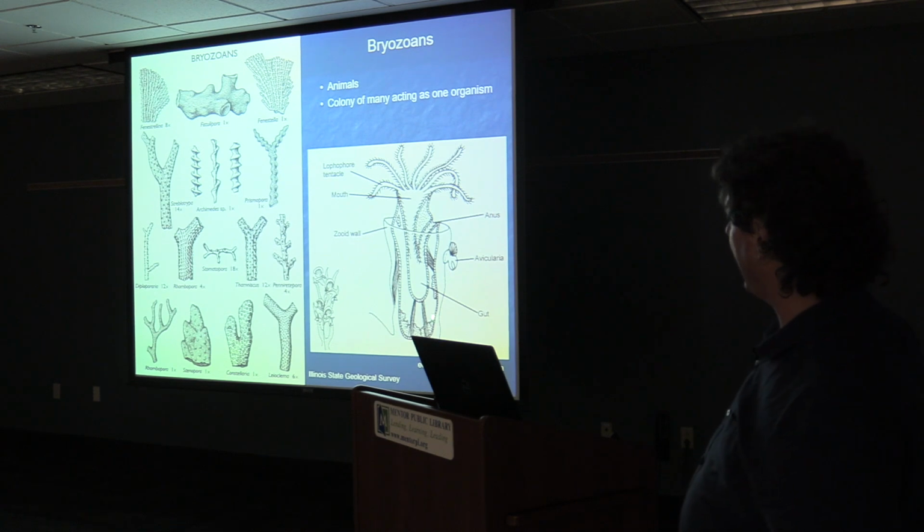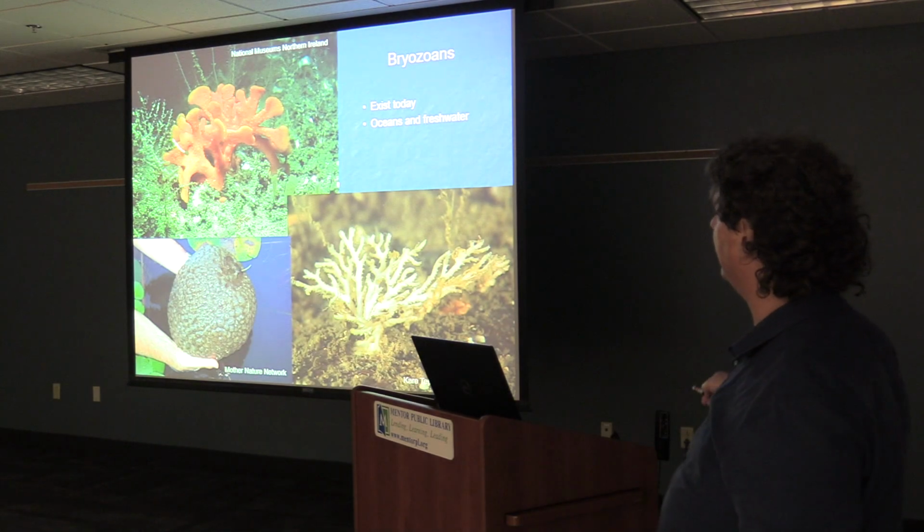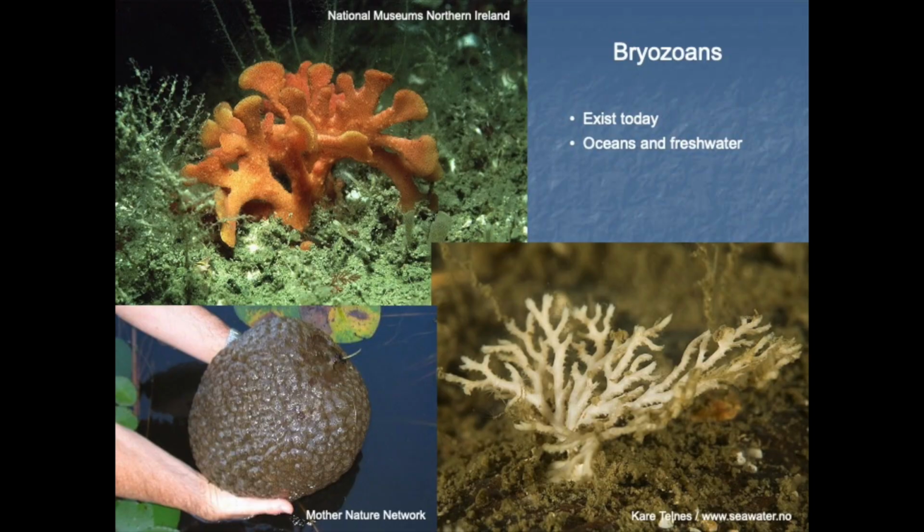But all of them would have had a little gut, little tentacles, mouth, the whole bit. They were all little animals, but they ended up creating things like this, and they still exist today. Ocean divers will see this. These are called soft corals, but they're really bryozoan colonies.